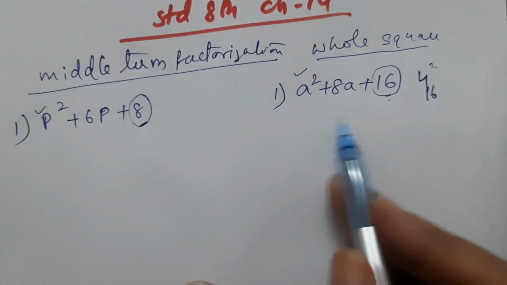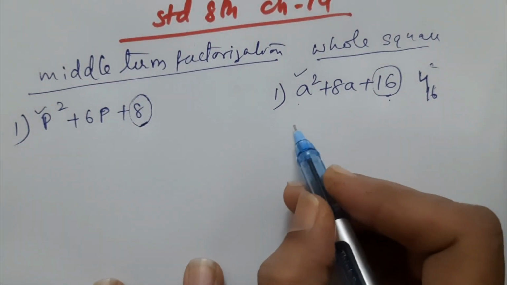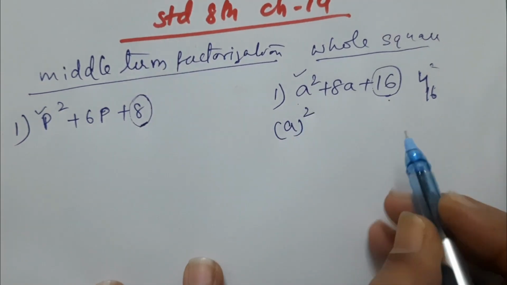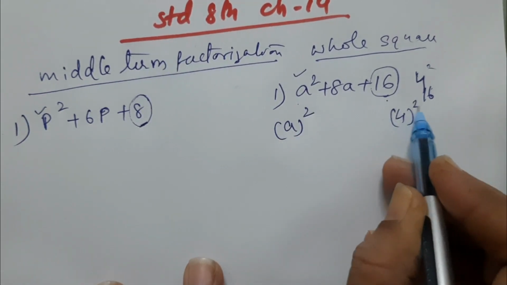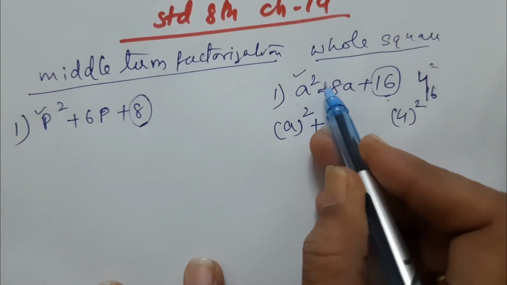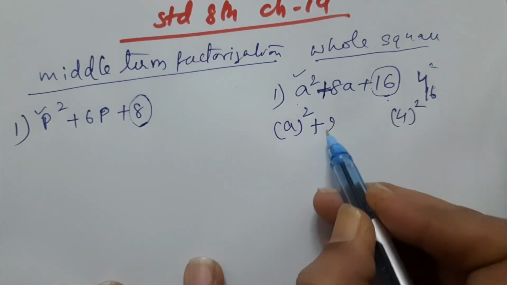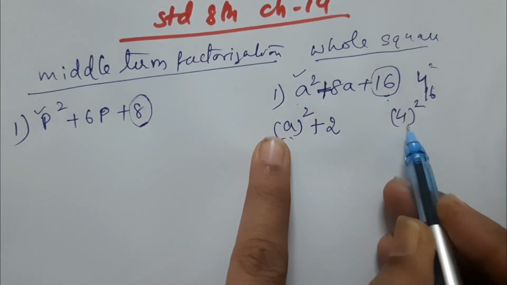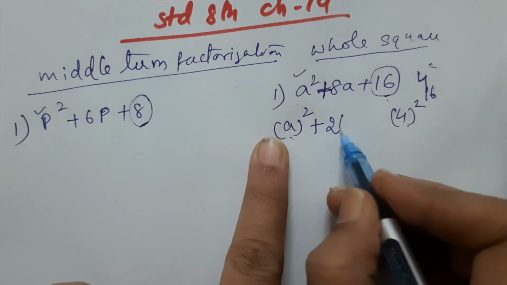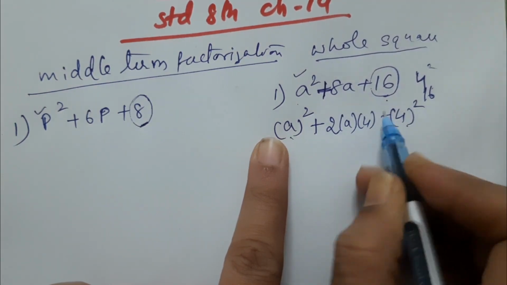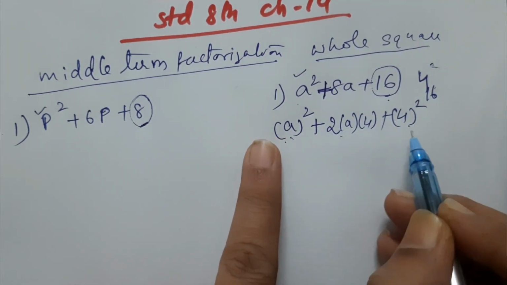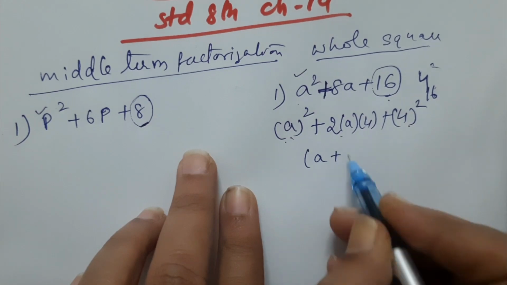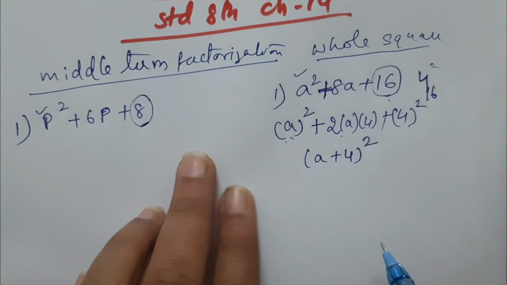Now how to solve the whole square sums? Here the identity is there. We make the square of the first term and the last term. Write down the middle term, if there is a plus sign, with plus 2. This we consider A and this we consider B, so with 2AB. Thus it is A square plus 2AB plus B square, which is (A plus B) whole square.